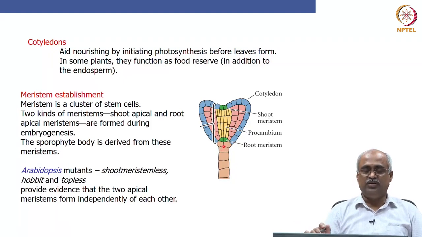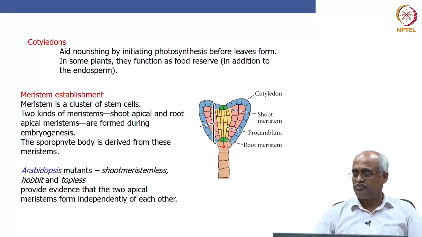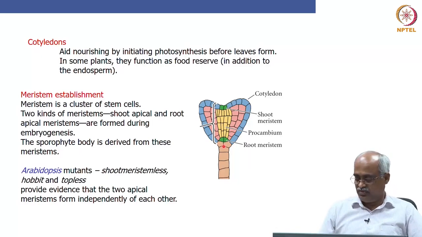So these are the mutants that provide a handle for us to get to the genetic control and therefore understand the molecules involved in this early body patterning in plants. So these are still emerging and a very active area of research.